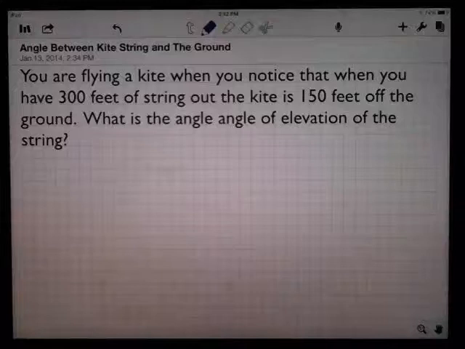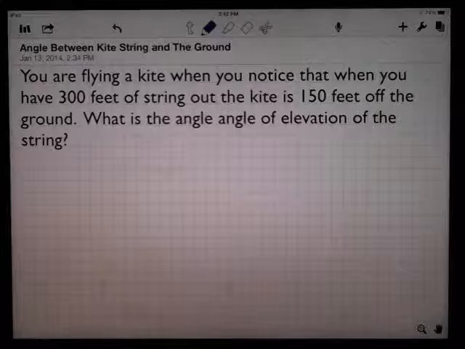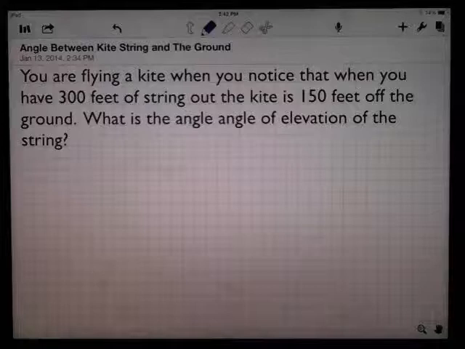You're flying a kite when you notice that you have 300 feet of string out and the kite is 150 feet off the ground. What's the angle of elevation of the string?